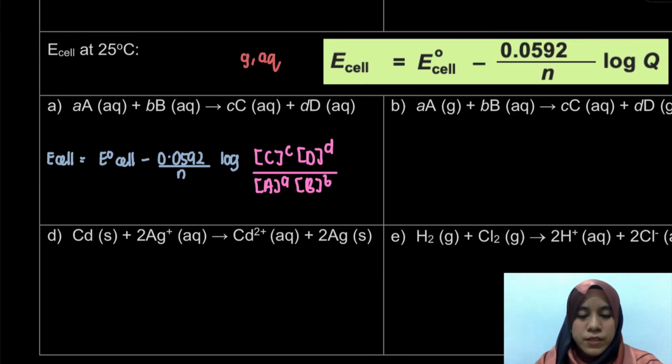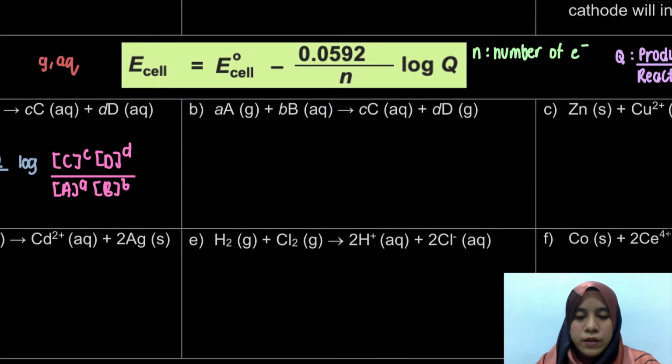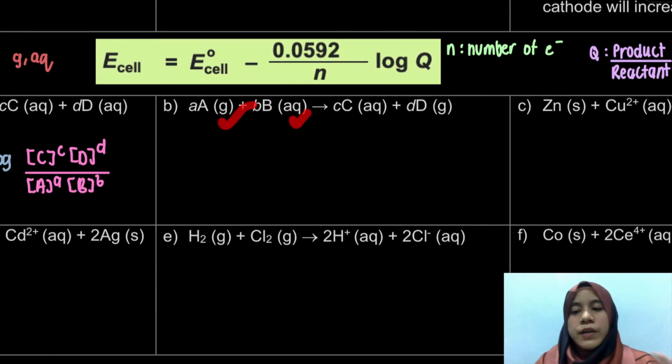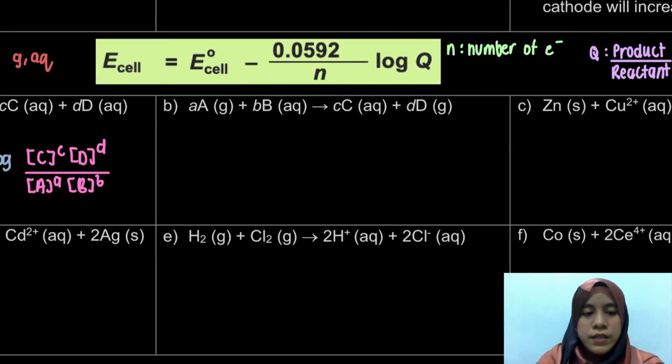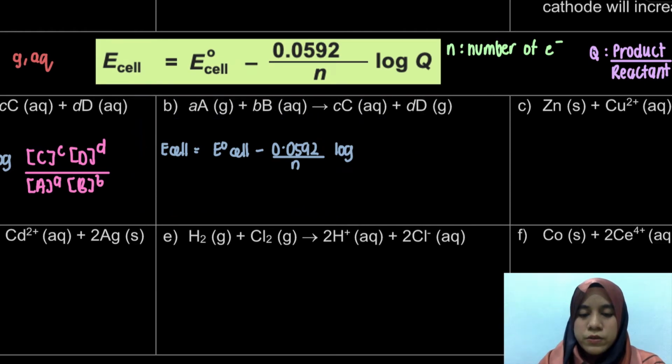Okay, so that is the equation for example A. Example B is the one with aqueous and gas. Again, for Q, we will consider gas and aqueous. So first we have to write down all over again the E°cell here. Log Q. So we have our aqueous, the product over reactant. The product is C, and C is aqueous, so it must be the concentration. So we will write down the square bracket [C] to the power of c. And then here we have D, which is a gas.